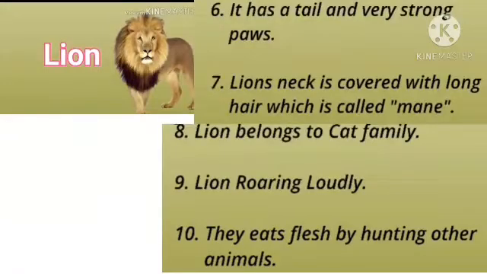Sixth one, it has a tail and very strong paws. Seventh one, lion's neck is covered with long hair which is called mane. Eighth one, lion belongs to the cat family. Ninth one, lion roars loudly. Tenth one, they eat flesh by hunting other animals. So here we have written 10 sentences about the lion. Like this, if you get a picture, you should observe that picture carefully and try to write sentences about that picture.